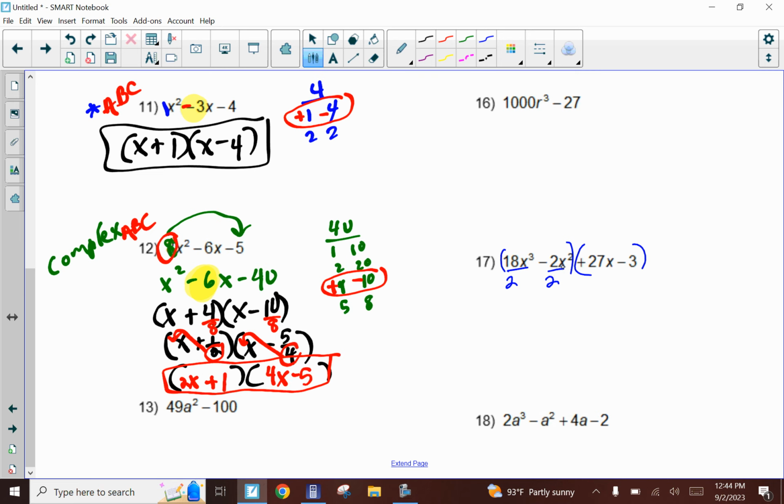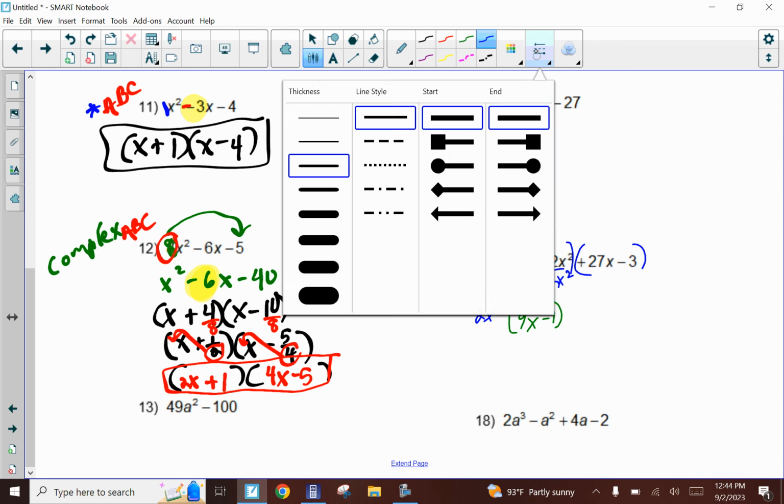And remember, that first set should always have some letters you can take out. So if that has X3 and that has X2, we're going to go with the X2 because we always go with the smaller one. So the 2x squared goes in front. And then we divide to create our new set of parentheses. So this should be 9x minus 1.